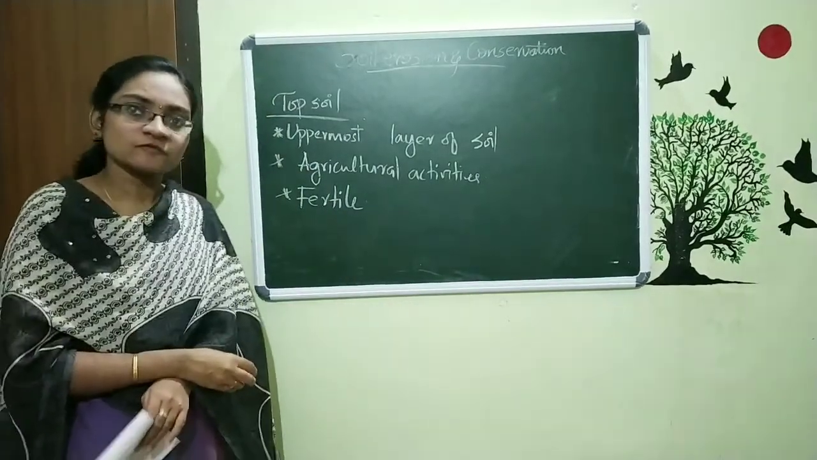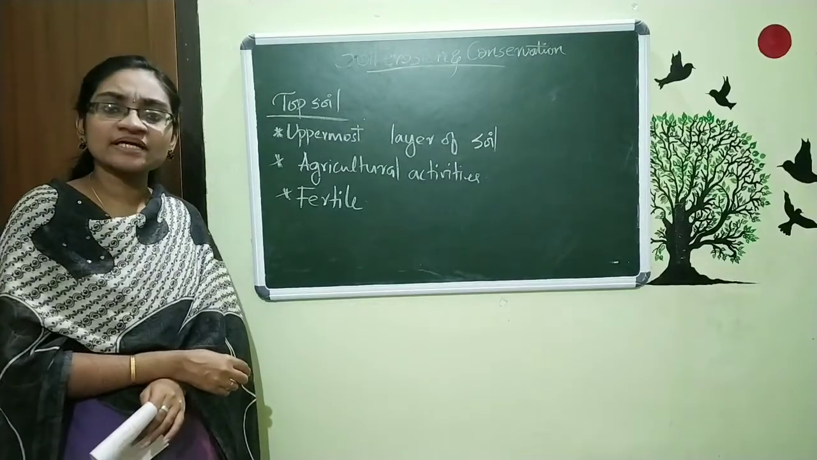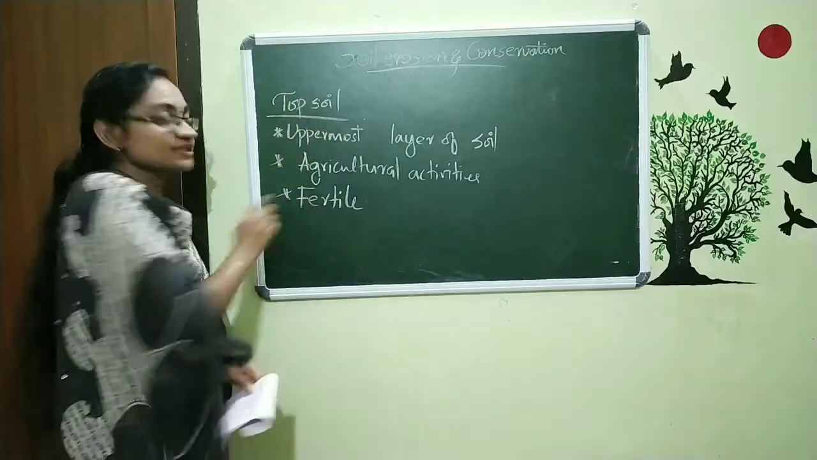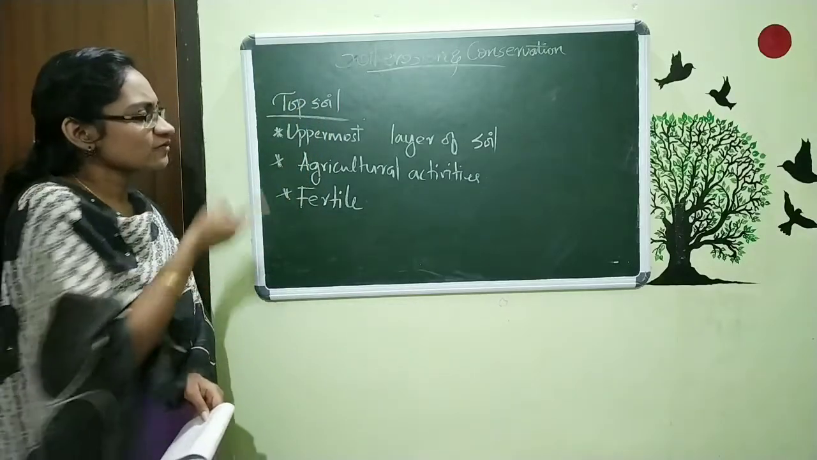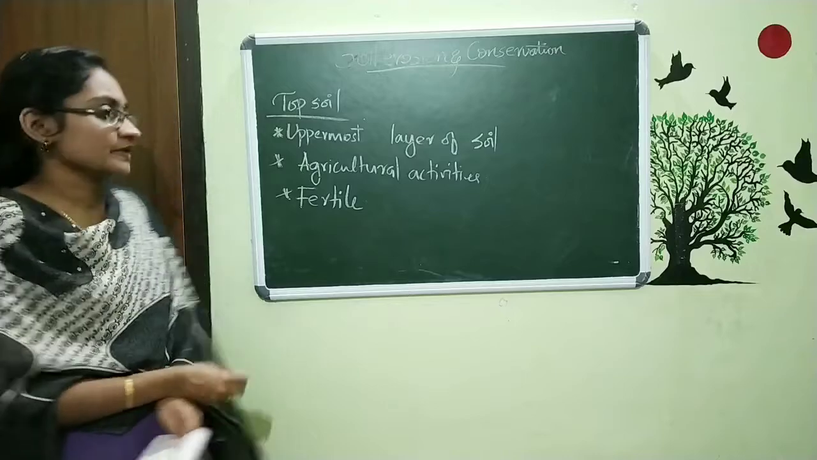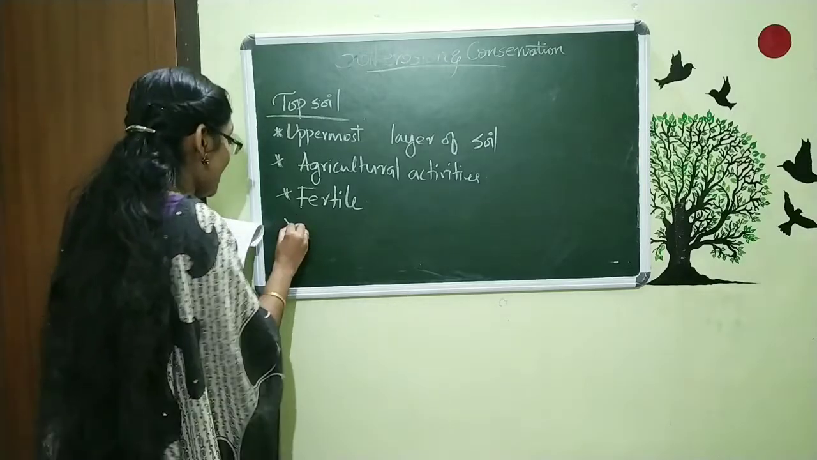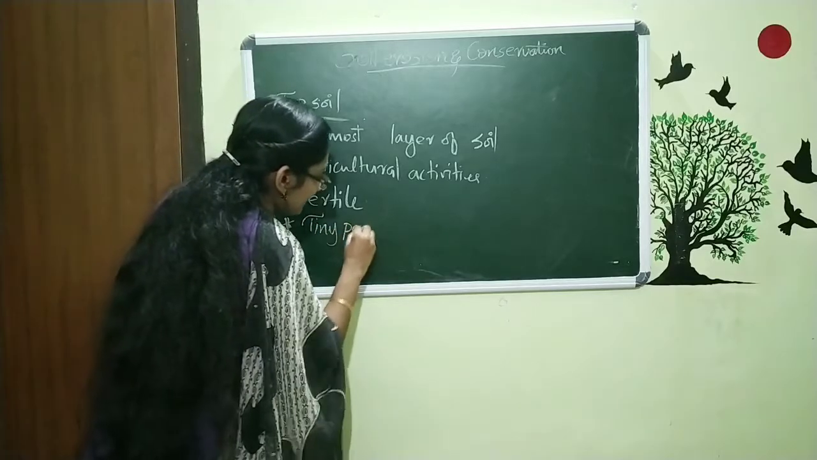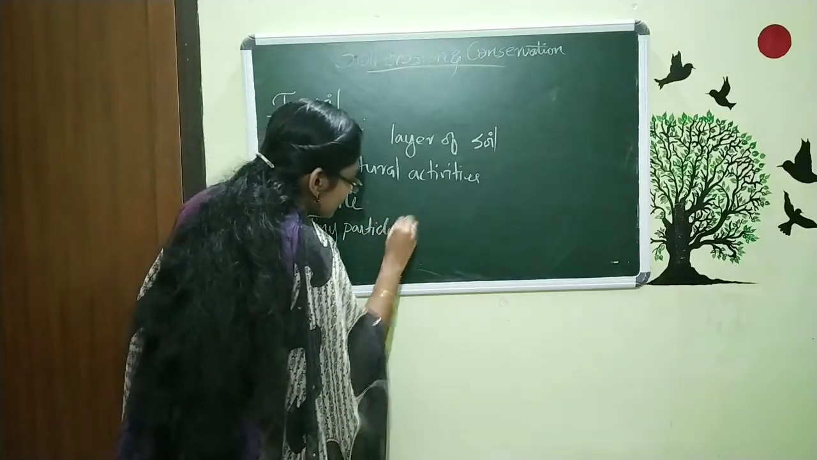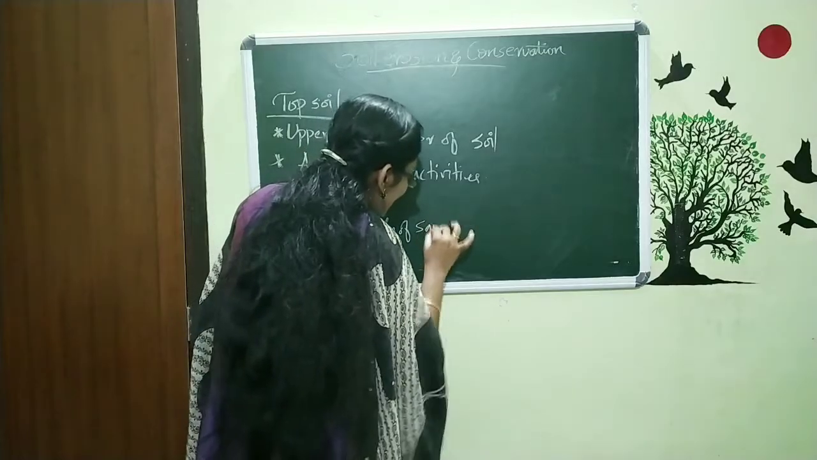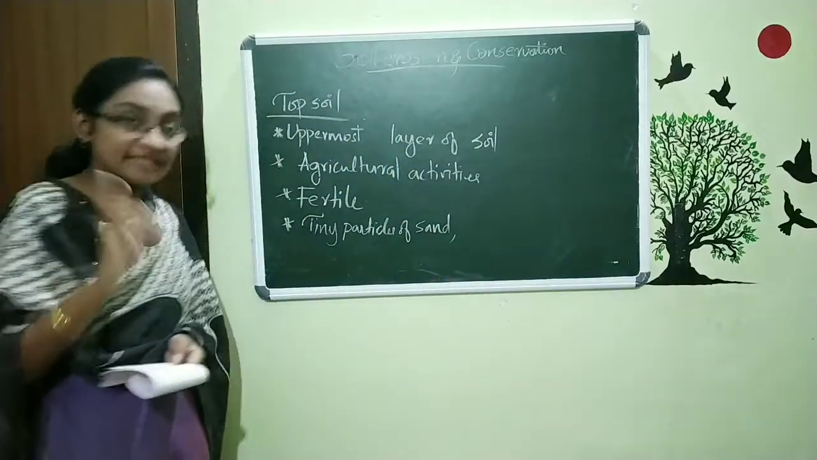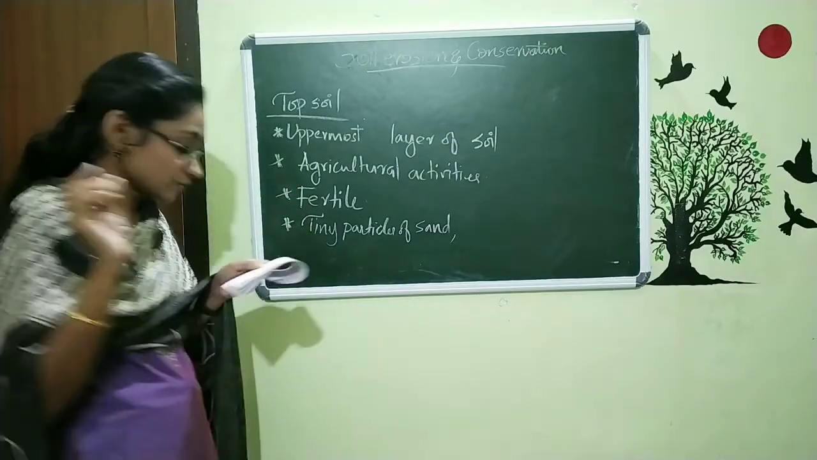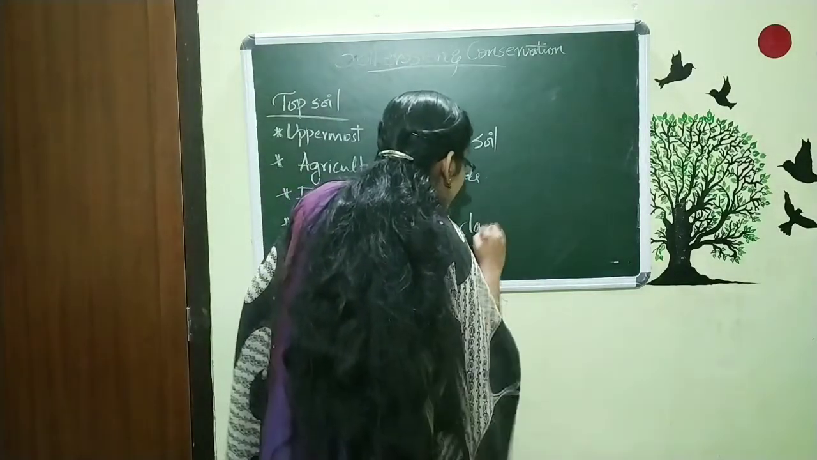Topsoil is very fertile. And what makes it fertile? The things included in the topsoil make it fertile. Now we are going to think about what is included in this topsoil. The things included here are tiny particles of sand. That is the first thing. Tiny particles of sand are present in the topsoil, and also clay.